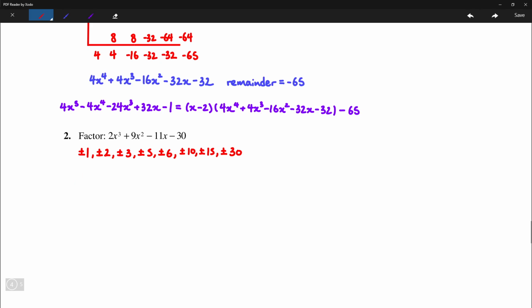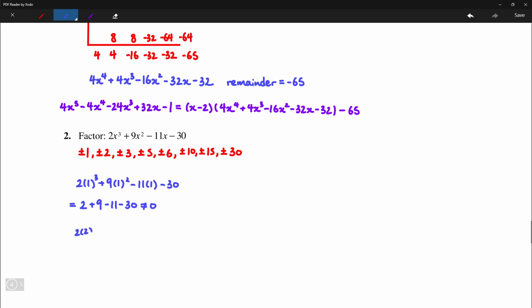I'm going to use a different color here for a second step. So 2 times 1 cubed plus 9 times 1 squared minus 11 times 1 minus 30. And we're using the factor theorem to see if this is equal to 0. So we have 2 plus 9 minus 11 minus 30. So that's not equal to 0. So x minus 1 is not a factor.